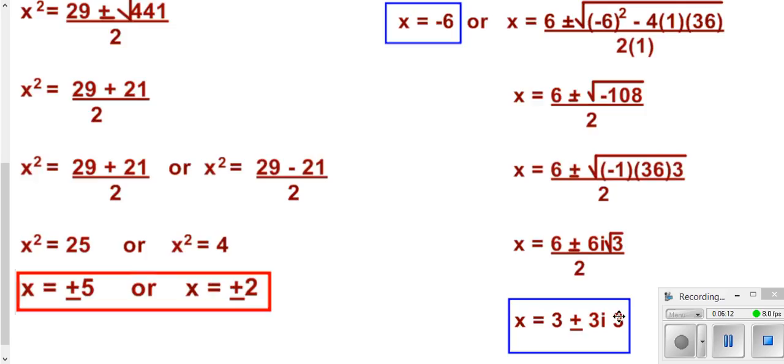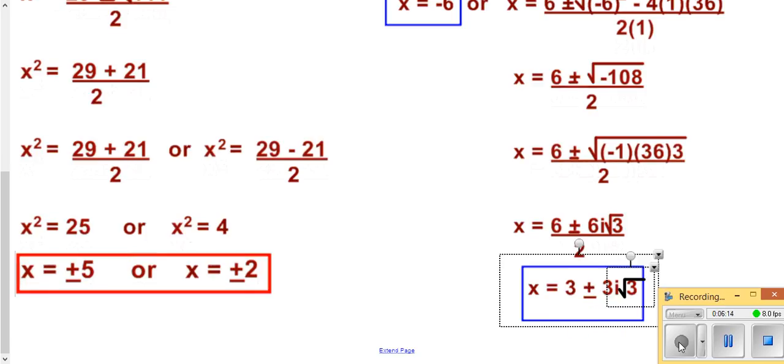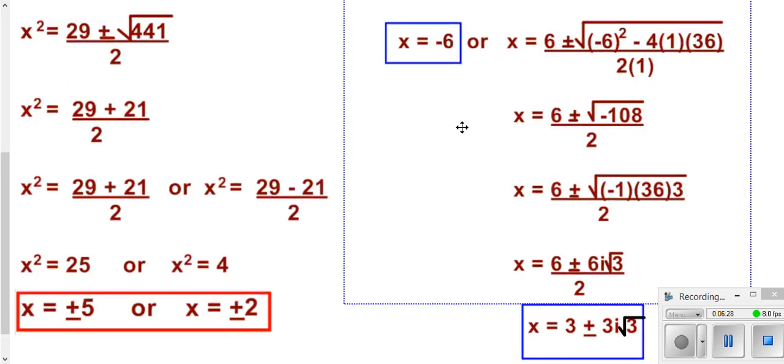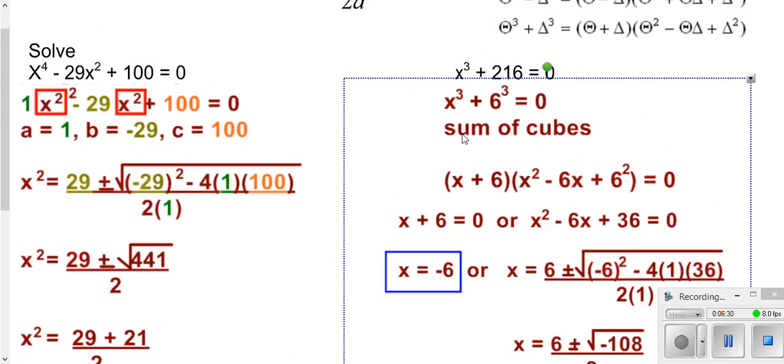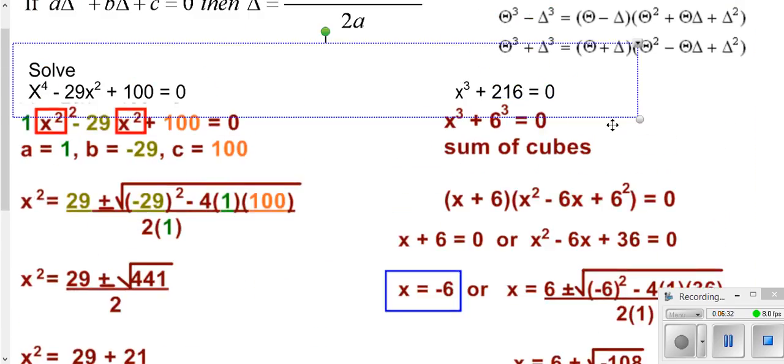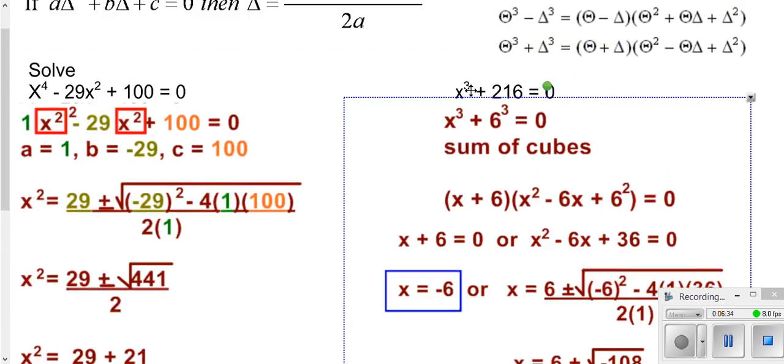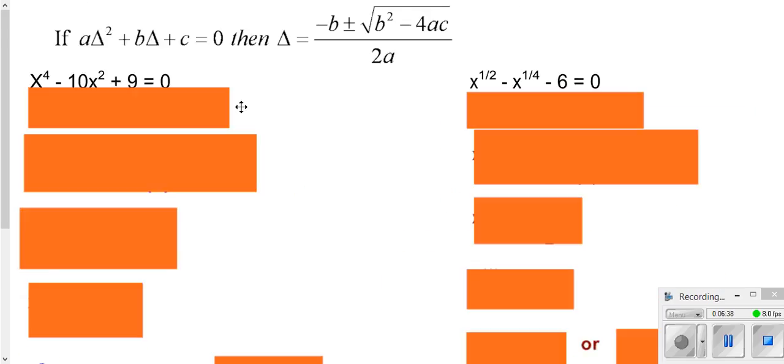Oh, my root's missing, just a second. So we get 3 plus or minus 3i root 3. The 3's in front here come from taking 6 over 2 and 6 over 2. So we have 2 answers here, and we have 1 answer here, so we have a total of 3 answers, and we would expect that since we had cubes up here, with your degree being 3. So go ahead and try these two if you've not done so.